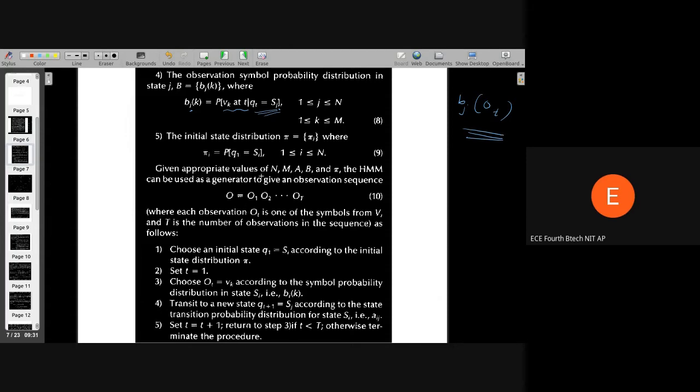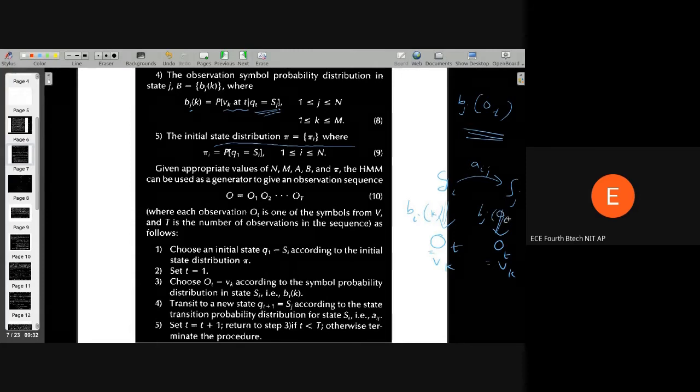And then we have an initial distribution. We know from one state to another state how we will jump, given by Aij, from Si to Sj. We also know from Sj there is a probability for whatever Ot you get, or we say Vk, this will be your Bjk or Bj(Ot), or Bj(Ot plus 1), this is t plus 1, Ot plus 1, or Bjk.